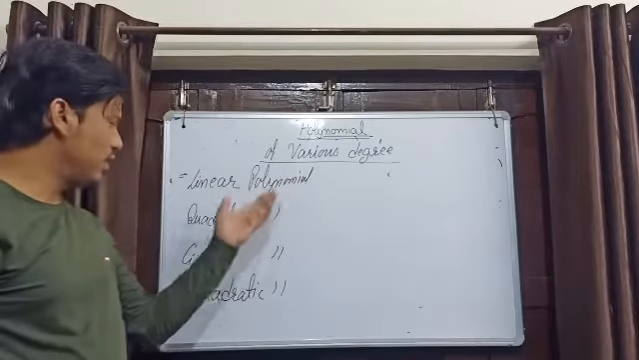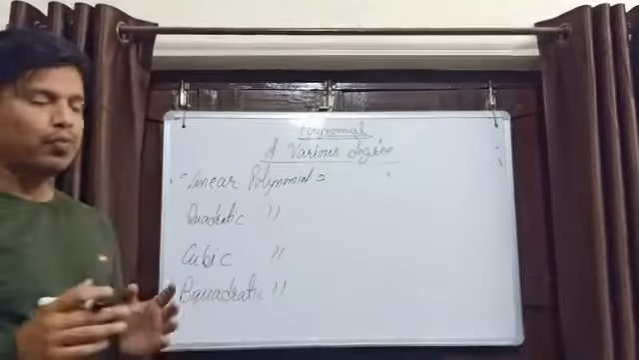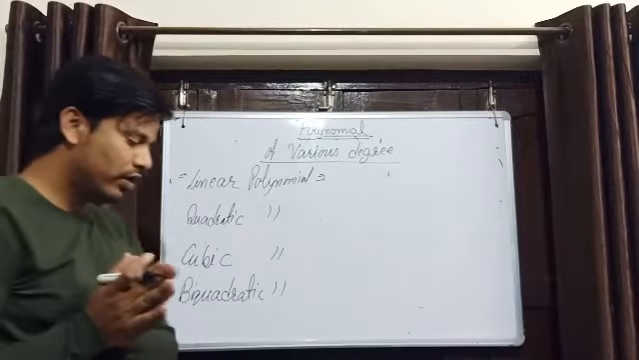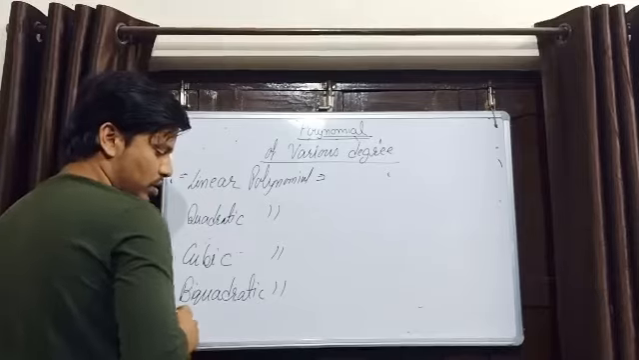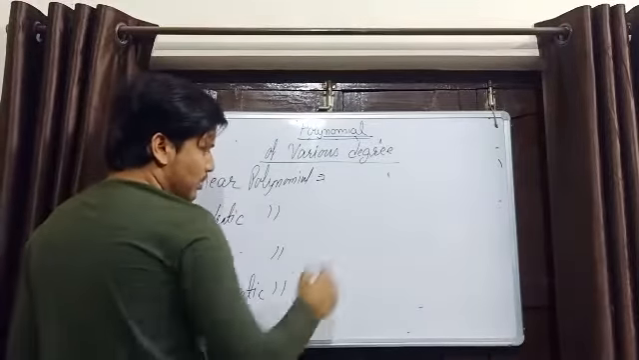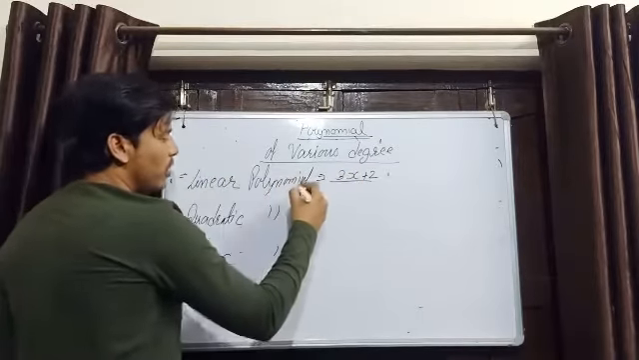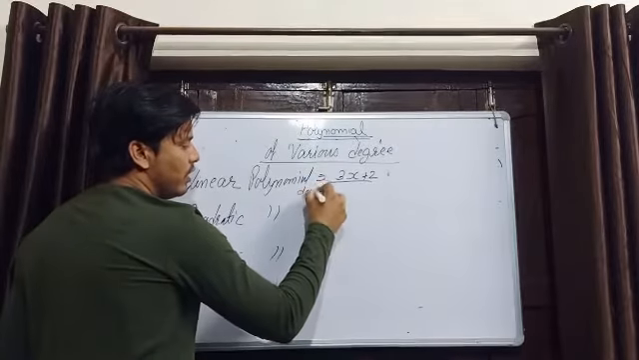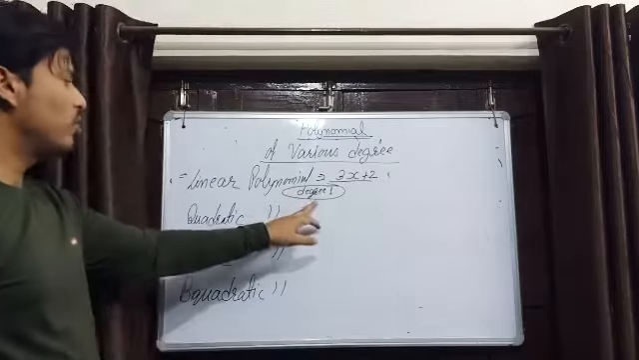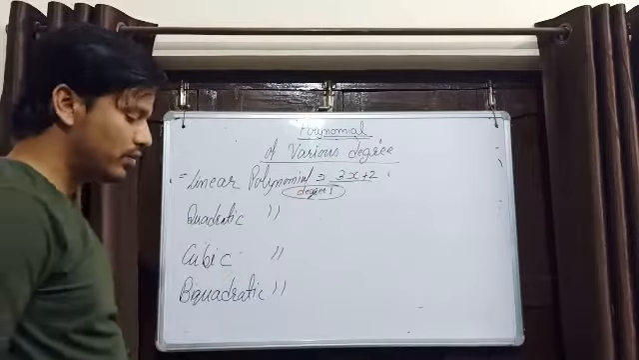What is this linear, quadratic? Listen carefully. Linear means a polynomial consists of degree 1. A polynomial of degree 1 is called a linear polynomial. Example: 3x plus 2. In a linear polynomial, the degree is 1.